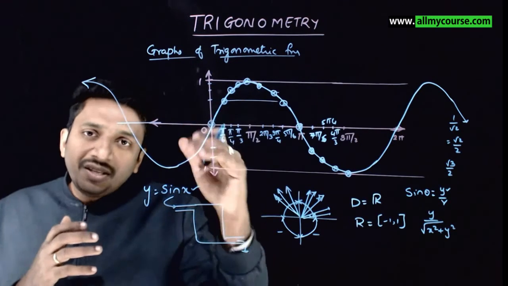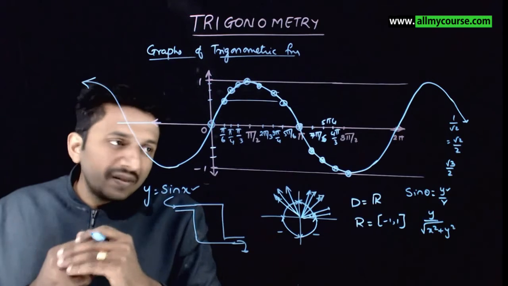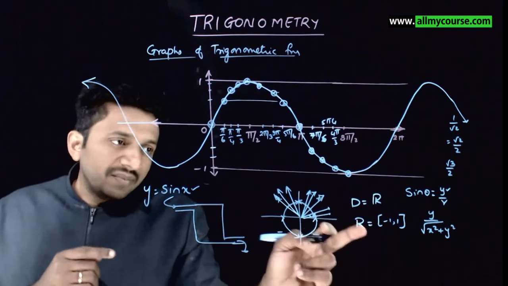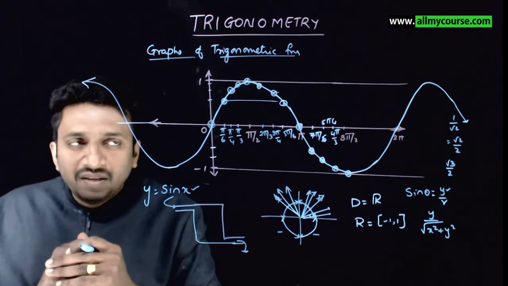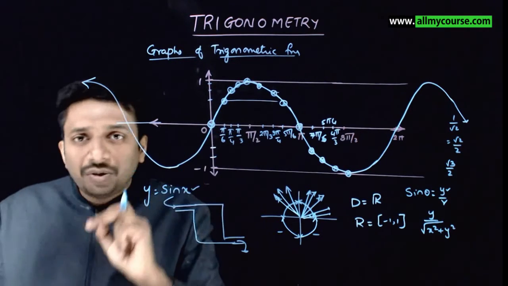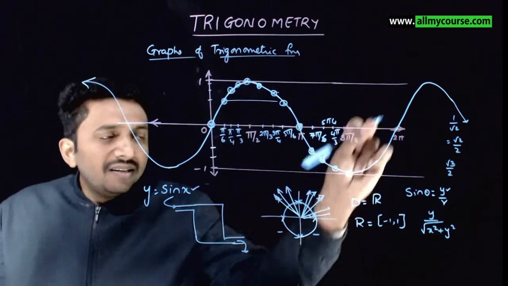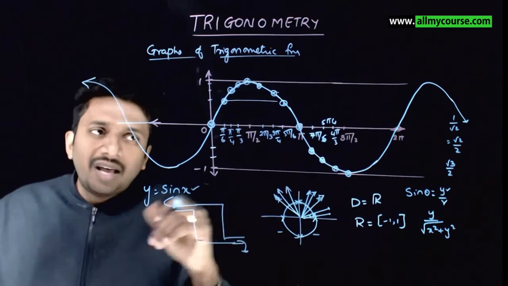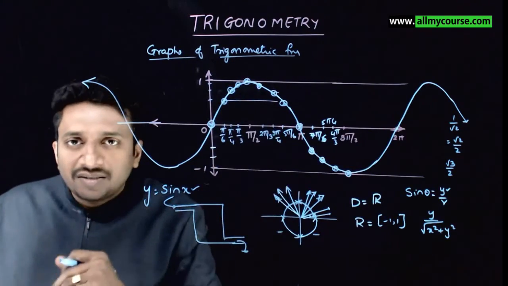So I hope you have understood the graph of sine theta, and the domain and the range of sine theta. You need to remember that the graph of y is equal to sine x passes through the origin. It starts from the origin and then it starts to oscillate about the positive x-axis and the negative x-axis.